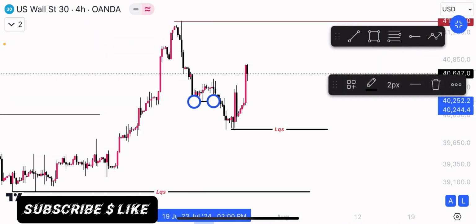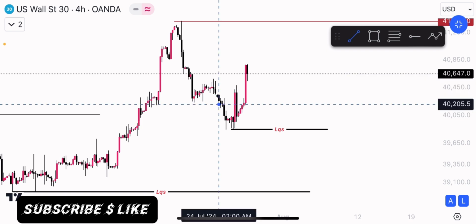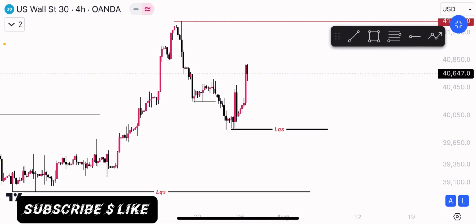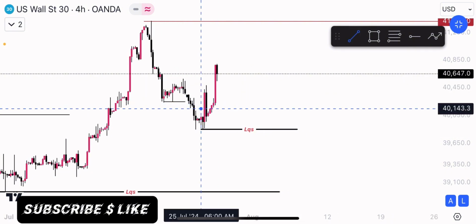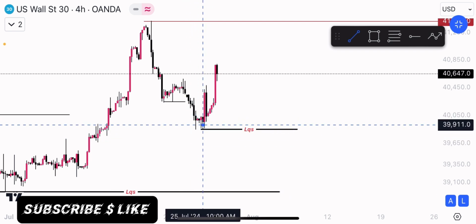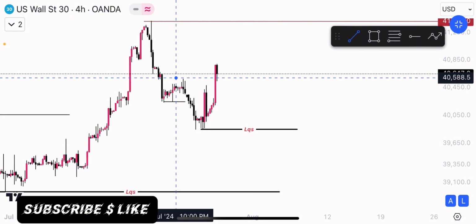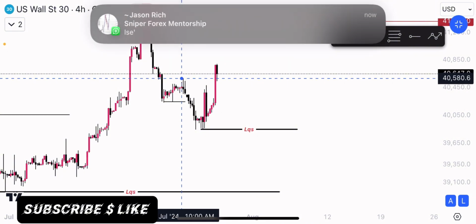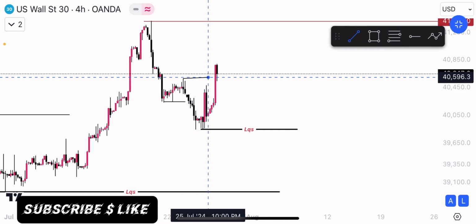Sorry guys. There was a sweep of liquidity there, and that is the only thing that validates this low to hold for now. And what happened next? We had a break of structure to the upside.